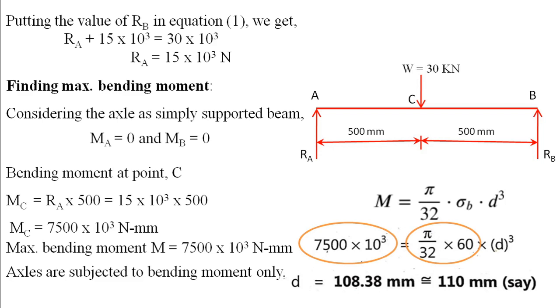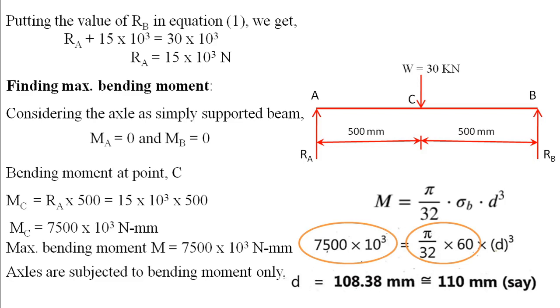From this equation, we will get the diameter of shaft as 108.38 mm. We can write it down as 110 mm because at the time of manufacturing, we cannot manufacture the shaft with the diameter 108.38. Therefore, we have to take the next even digit. Therefore, the final answer for the diameter of axle is 110 mm.